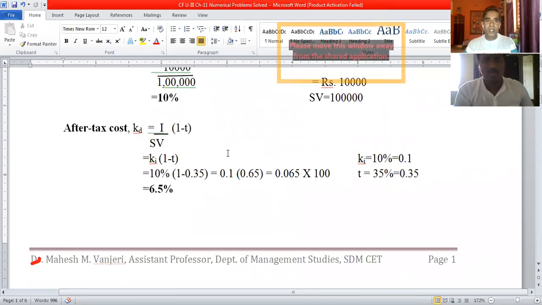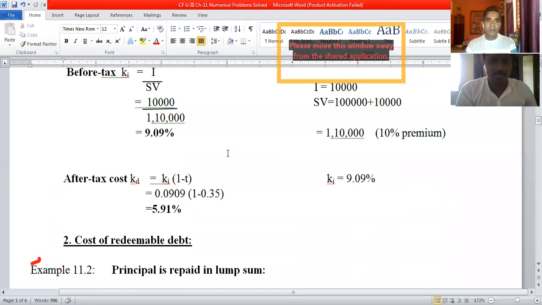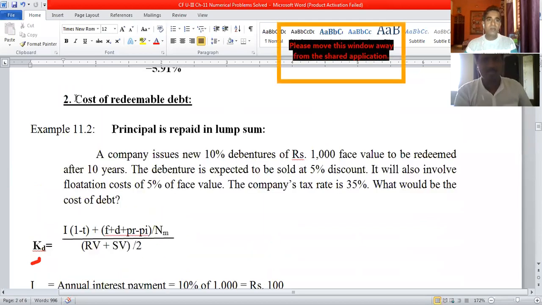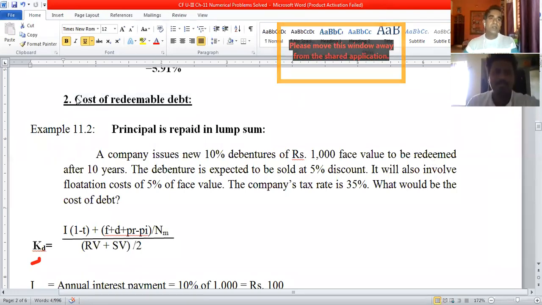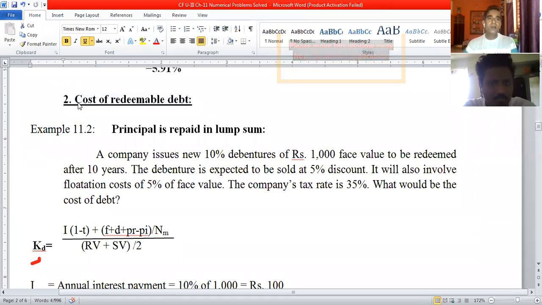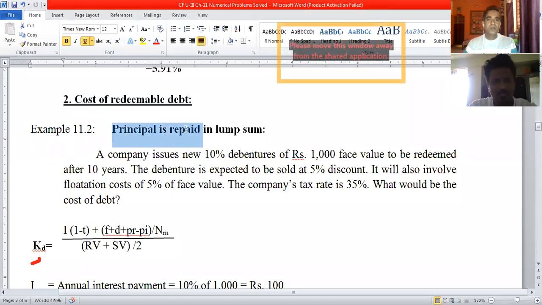Okay, so I'll go ahead to the next type now. Cost of redeemable debt. We learned in brief what redeemable debt is, and now we are going to learn how to compute the cost of redeemable debt. This is the case where the principal is repaid in a lump sum. Lump sum means a single amount at one instance.